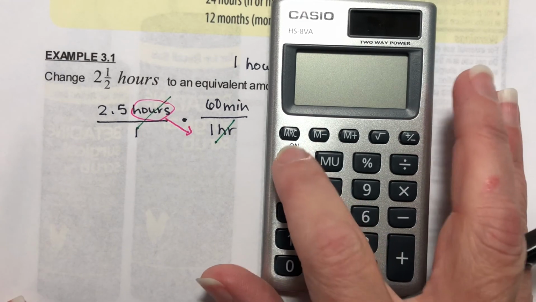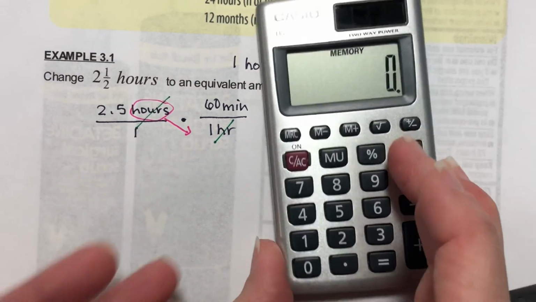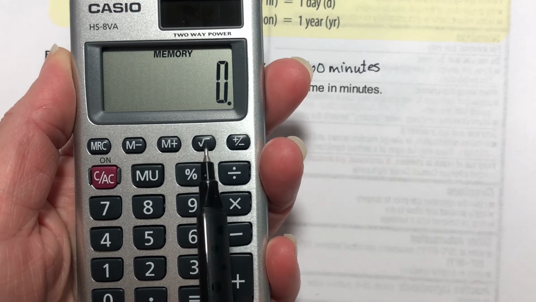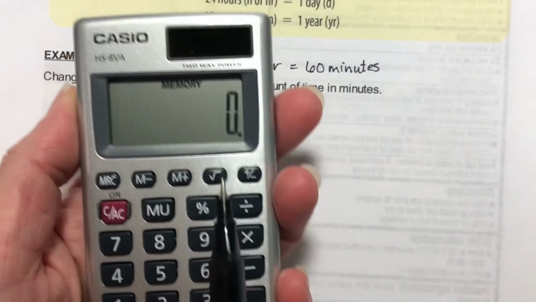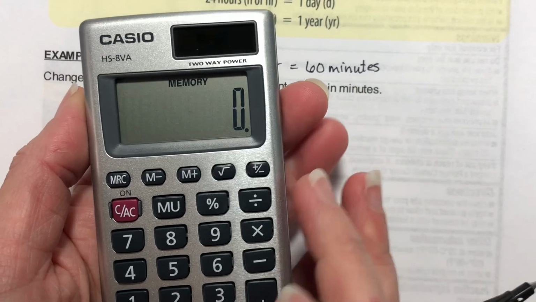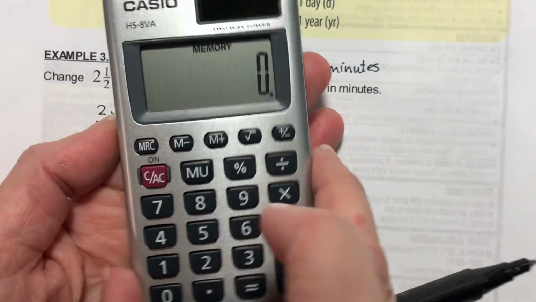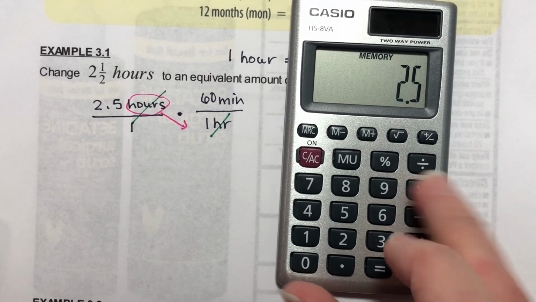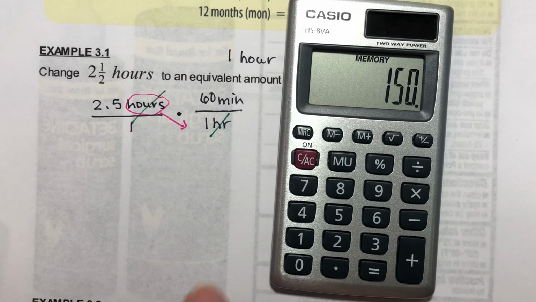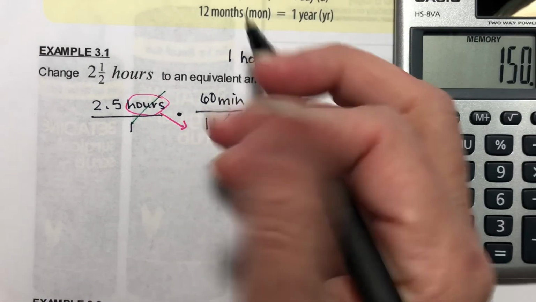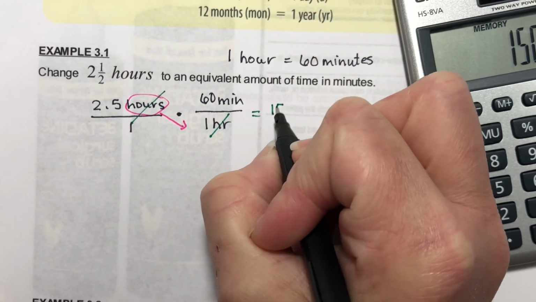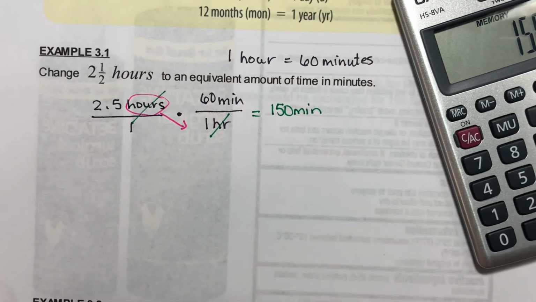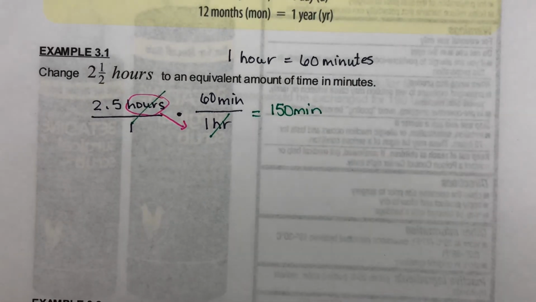My new calculator came in, and I mentioned in chapter 1 that you really want to try to get a calculator with a square root on it. So it's just a basic calculator, but this one has a square root. The one I was able to find to use for chapter 1 did not. Okay, so I'm going to multiply 2.5 times 60, and I get 150. So this is equivalent to 150. I have minutes left, so this is minutes. And I'm done. That's the answer to this particular problem.